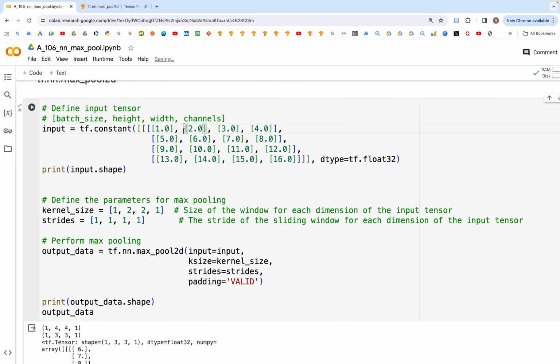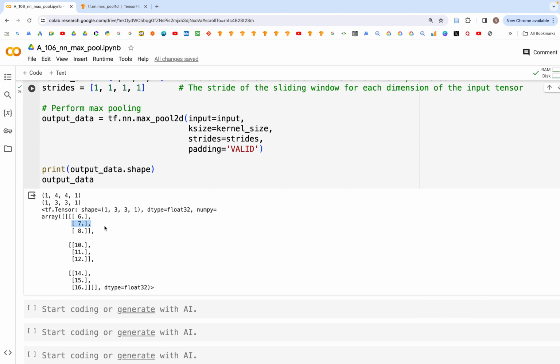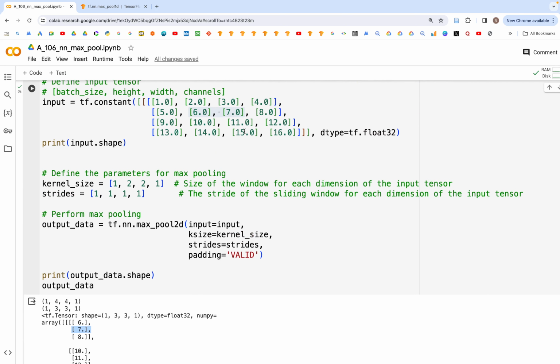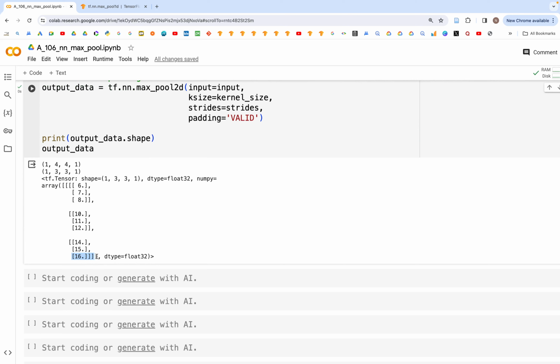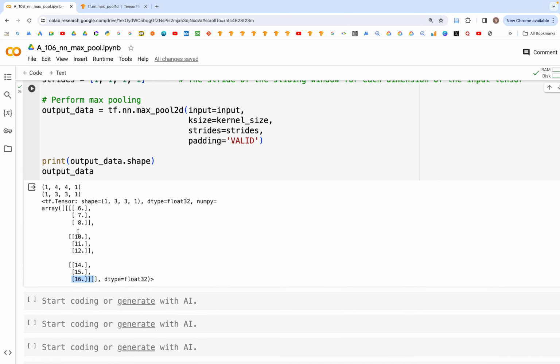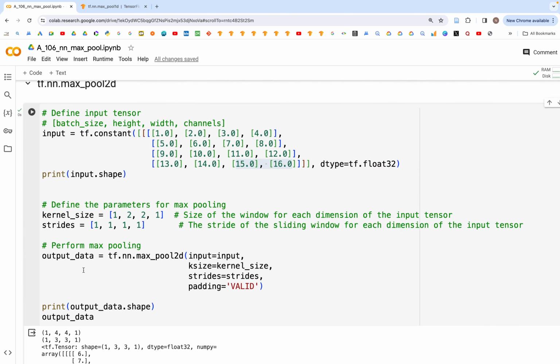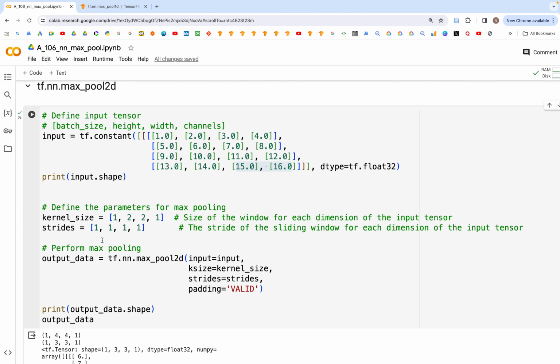Then we move by stride of 1. So now we look at the max of these four values 2, 3, 6, and 7. So we have value of 7. So that's the 7. And so on. In the last case, we look at these four values 11, 12, 15, 16. And we see that 16 is the max value, and that's what we have in the output. So that is how we can use maxpool 2D in TensorFlow.